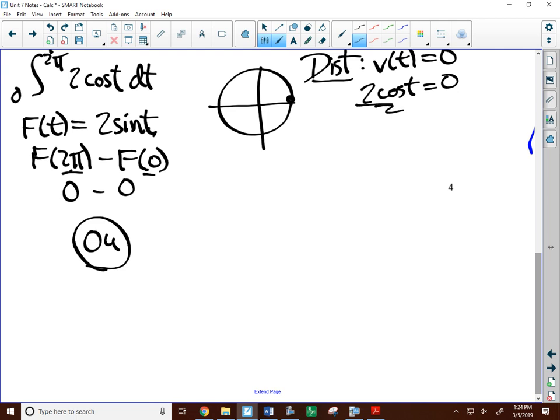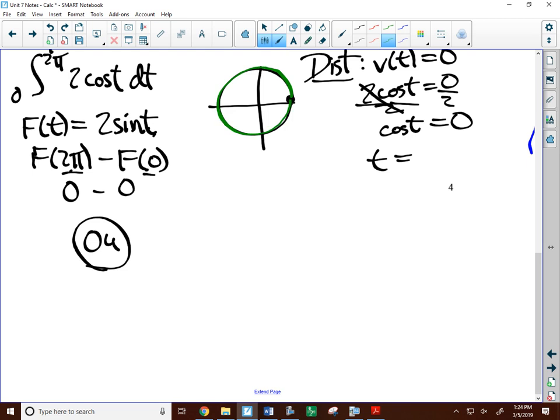Divide by 2, both sides. So I'll get cosine t equals 0. Okay, and now we do use our knowledge of the unit circle. Where is the cosine of what value is 0?